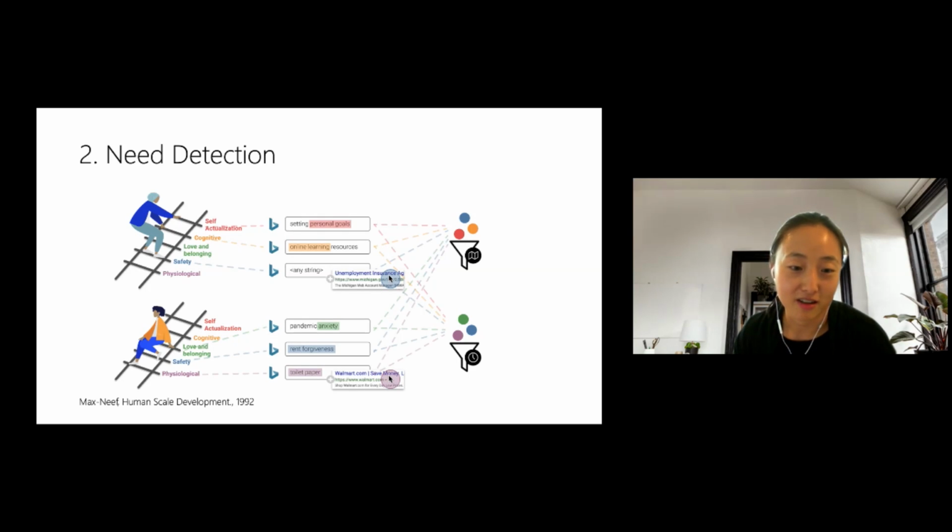And we validated our detection logic using human labels from crowd workers for the top 5 need categories and achieved a precision of 97% using an example-based precision logic for multi-label classification.